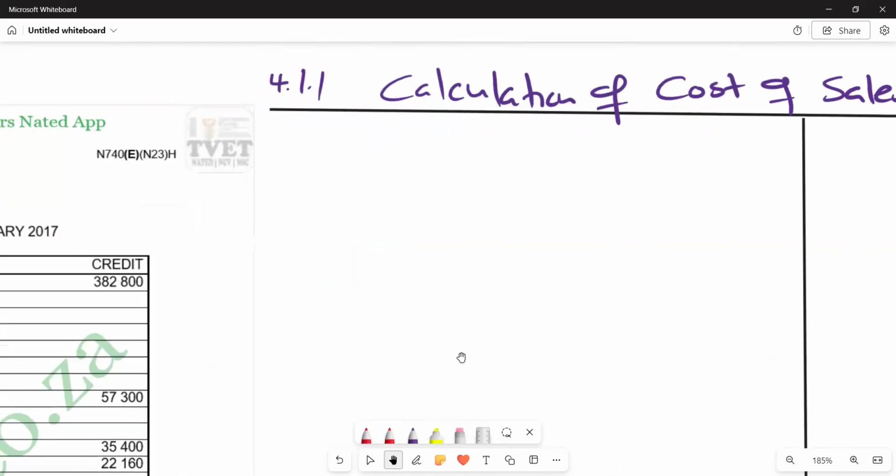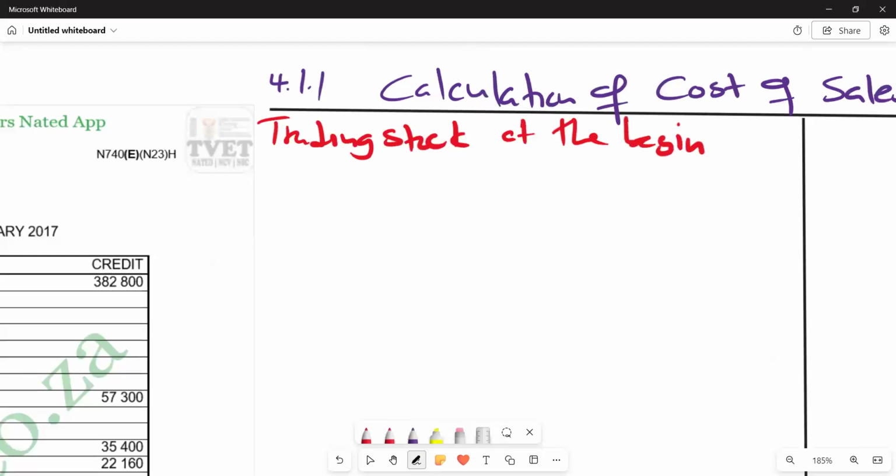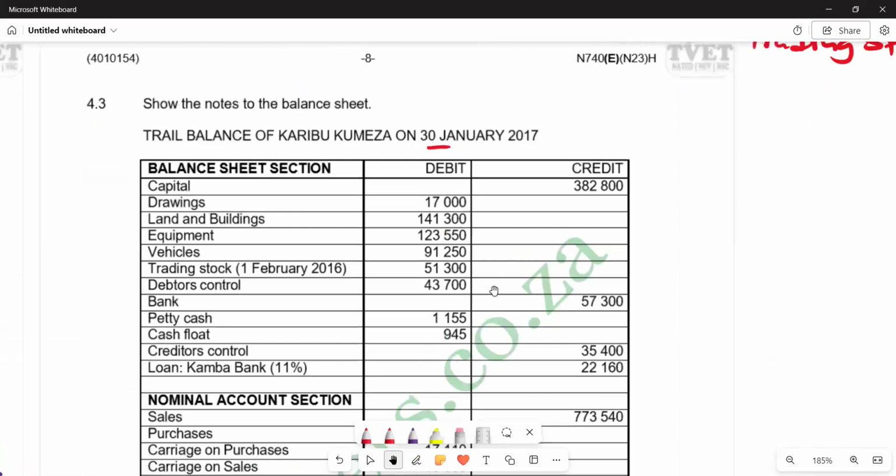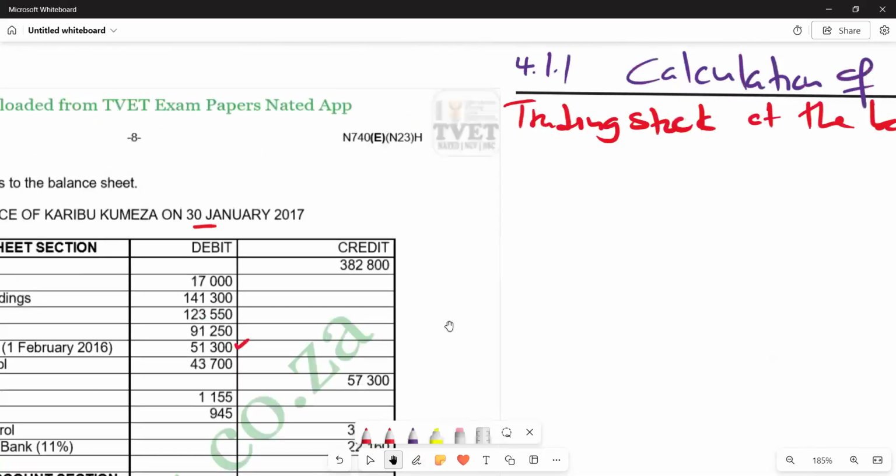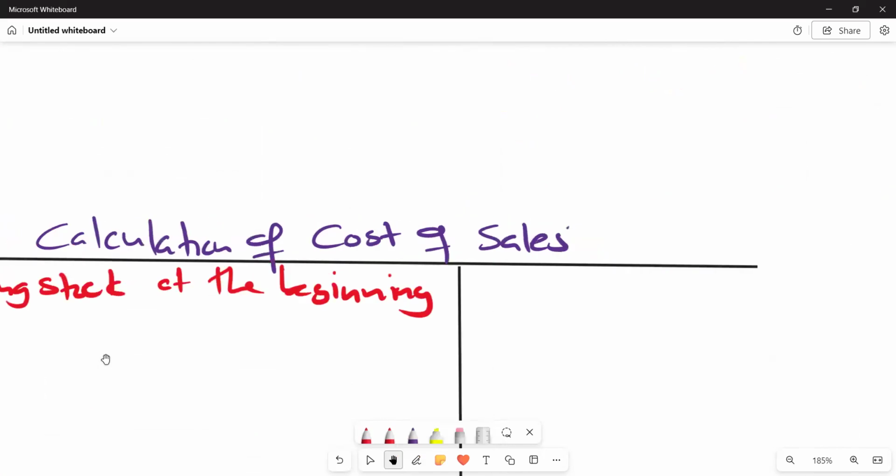We're just going to replace that formula where we're saying opening stock. So here we're going to have your opening stock, which is your trading stock at the beginning. Then we go and check. Remember, the opening stock or trading stock at the beginning, we are given it in the trial balance, which is this one, 51,300. And then we are just going to enter 51,300.